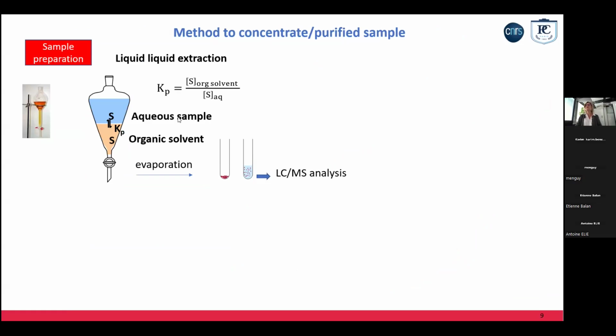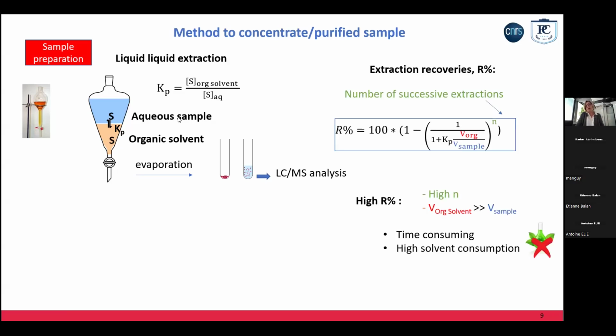So if we go back to how to extract compounds from water, the most common method is liquid-liquid extraction. It is just a partition between water and an organic solvent that has been selected to extract your analytes. And then you just have to evaporate your organic solvent and to analyze your extract. So it is a very high potential method. We can obtain very high recovery, but for this, we need several successive extractions, as you can see by this equation. And also, and this is a very important drawback, we need a high volume of organic solvent in comparison to the volume of water sample. This is the reason why we have to find something else to work.